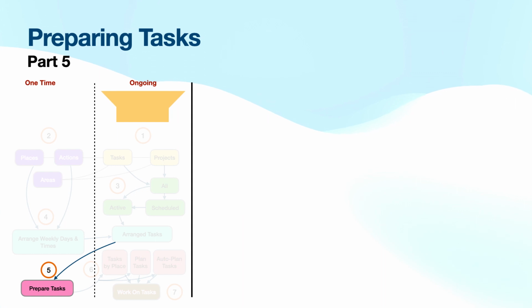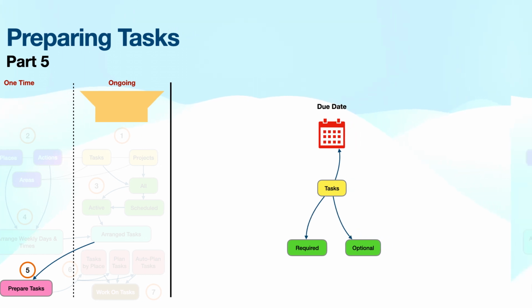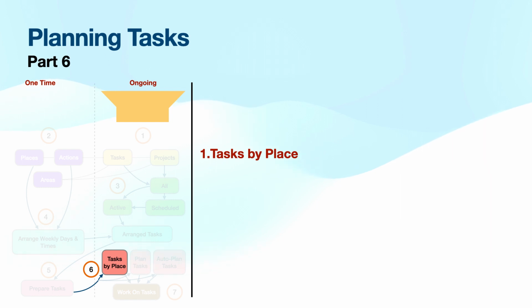Preparing tasks involves filling in the missing information to set up those tasks. This could include choosing a due date, or indicating whether the task is required or optional. This information helps Cruise prioritize the list of tasks so that the ones you should work on first appear up top. When planning tasks, there are 3 ways to go about it in Cruise. Again, I'll list them and then explain them. You could work on tasks by place, you could plan the tasks individually, or auto-plan the tasks.